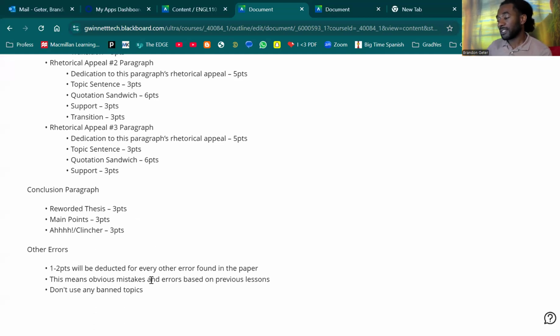1 or 2 points will be deducted for every other error found in the paper. This means like obvious types of errors. And don't use any of the banned topics. If you used it for your critical essay, it shouldn't be a banned topic. Don't try to switch up your topic and turn in a paper that you didn't write. If you turn in a banned topic, it's just a 0. I'm not going to read it. I'm just going to put a 0 in there, and you were warned. Use the same topic that you used for your critical essay. Somebody's going to do it. Just don't let it be you.